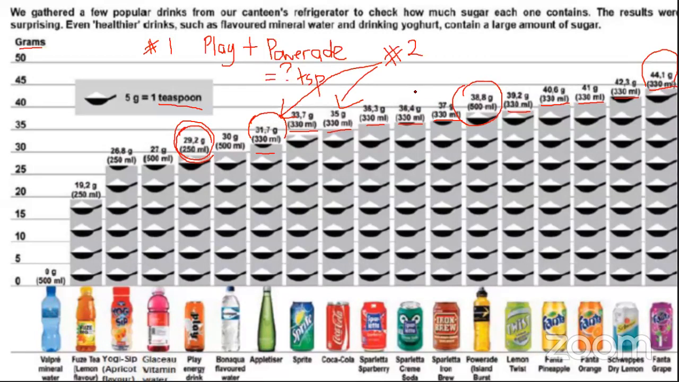Now, for guest 2, I'm getting answers. Okay, let's check if you guys are correct. Remember, the units must be in teaspoons. Okay, so I'd be adding 31.7 grams and 35 grams for the second guest.